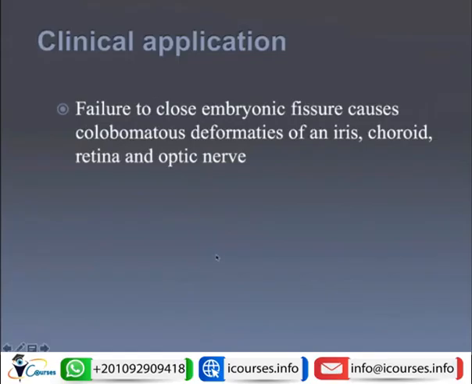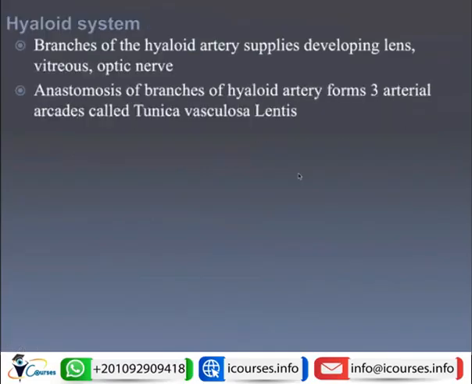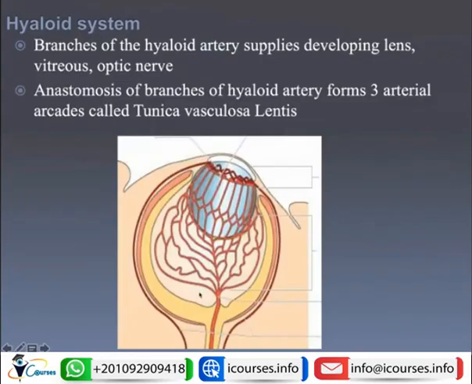So failure of closure of the embryonic fissure will lead to development of different colobomas of the iris, choroid, retina, and optic nerve. So here are the branches of the hyaloid artery. The hyaloid artery enters the optic nerve, supplying the posterior segment and the vitreous, and it will enclose the lens, forming a bag called the tunica vasculosa lentis.